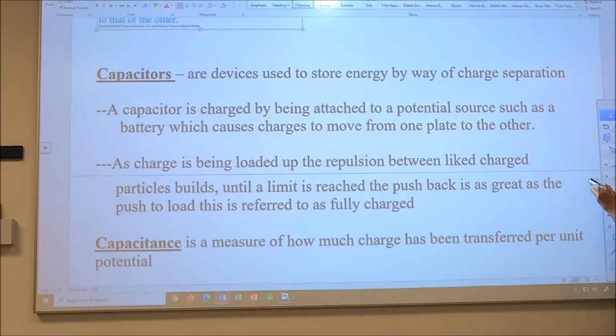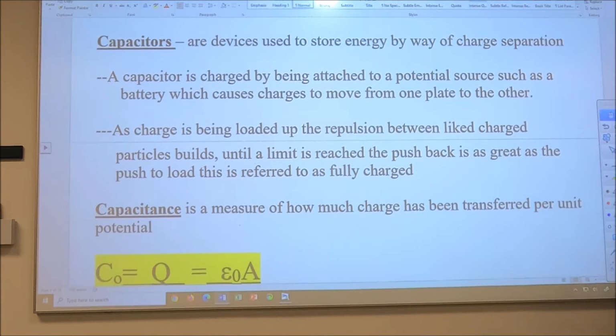Now, capacitors. We've been talking about parallel plate capacitors, but we're going to dive into them in a little bit more depth. Capacitors are devices that we use to store energy by way of charge separation. Remember, it took energy, work, to separate the charge, either by mechanical means or by induction, but it took work.